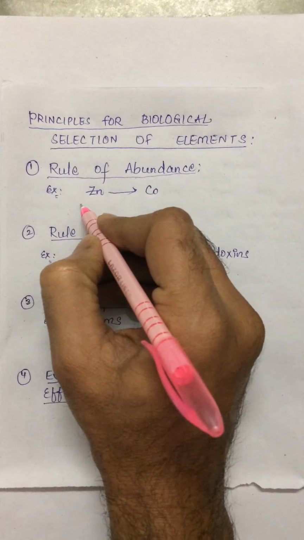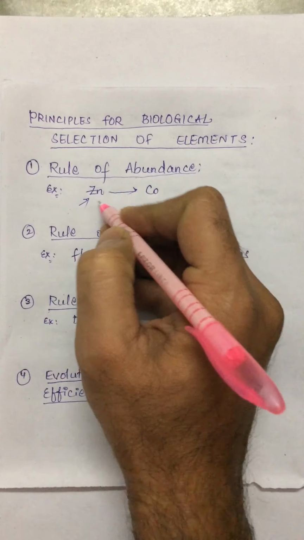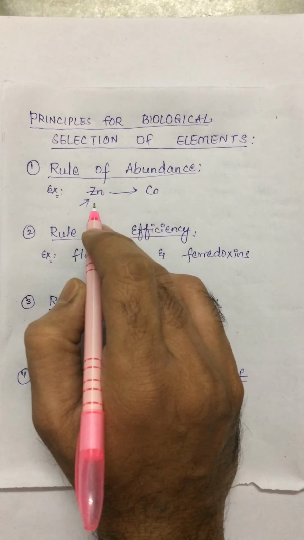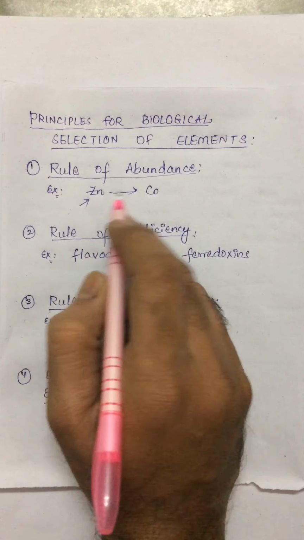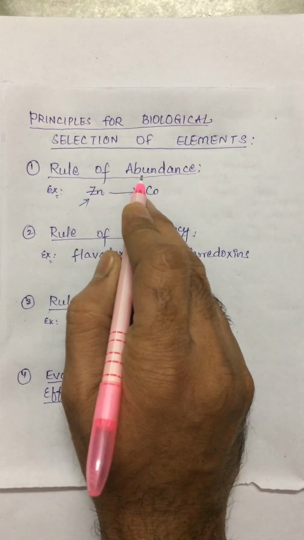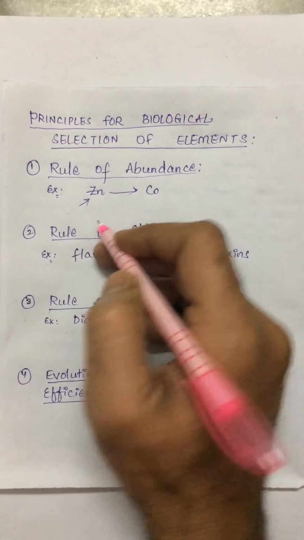But organisms have chosen zinc selectively. It is simply because zinc is more abundant both in the sea as well as in Earth's upper crust. So in relation to cobalt, zinc is preferred because of its abundance. We may also take another example.